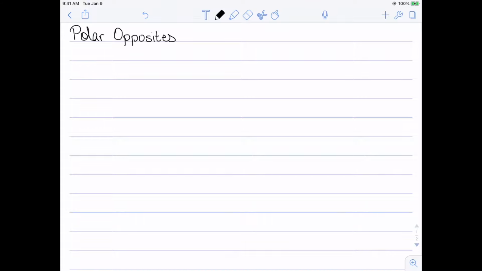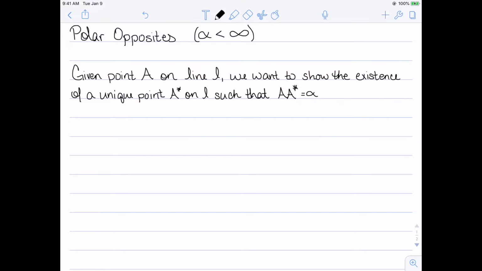We'll now explore this idea of polar opposites. And in order to do this, we need to consider the alpha less than infinity case. So alpha is a real number. There is a bound to how far apart 2 points can be. The idea of what we're doing here is, given a point A on some line L, we want to show the existence of a unique point, A star, on that line L, such that AA star is equal to alpha.